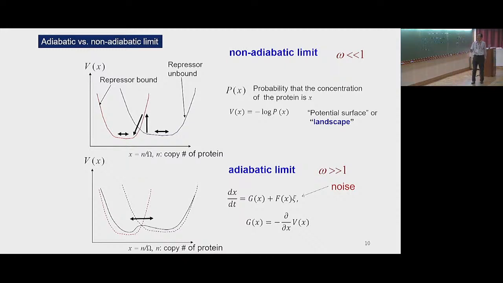So if Px is represented by Gaussian functions, then log Px is a parabola like this. So the problem is diffusion on the parabola surface, in a repressor-unbound parabola and a repressor-bound parabola, and infrequently the transition occurs to change the energy surface from this parabola to this parabola, or vice versa. But in the opposite limit, we should consider some averaged landscape. And the problem is the diffusion along this landscape.